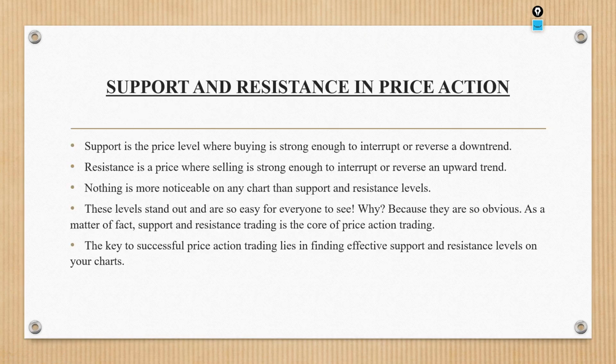You remember we defined support and resistance in the second lesson, and we said support is the price level where buying is strong enough to interrupt or reverse a downtrend. Then resistance was defined as a price where selling is strong enough to interrupt or reverse an uptrend. So basically, when price hits a support level, it has to change direction and start going up. And if price hits a resistance level, it has to change direction and start going down, right?